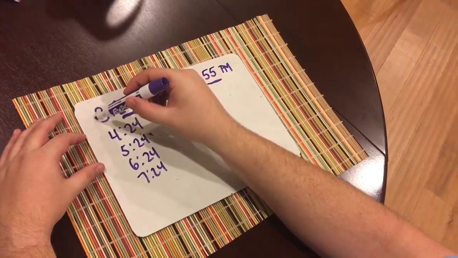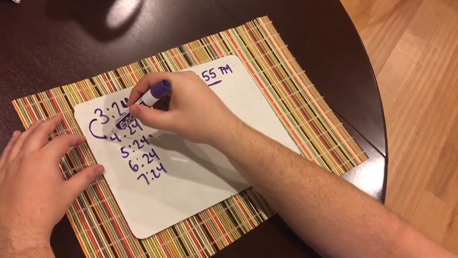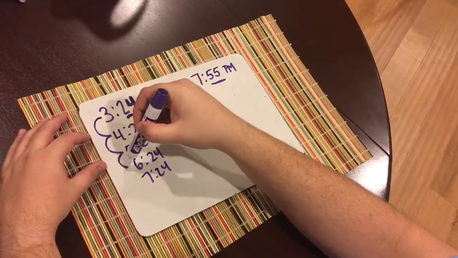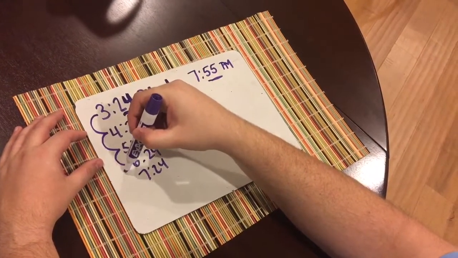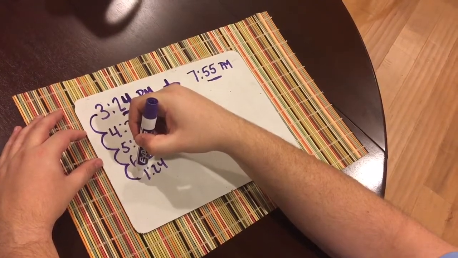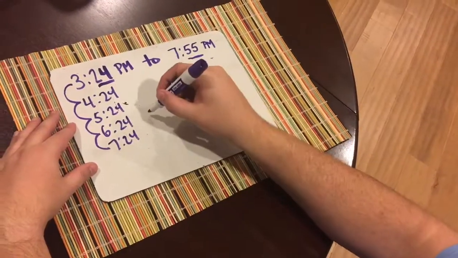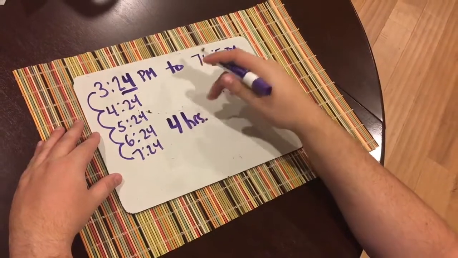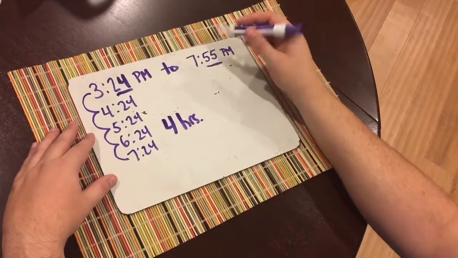So we start at 3 o'clock, then we can make it to 4 o'clock. That's 1 hour. 5 o'clock would be 2 hours. 6 o'clock would be 3 hours. 7 o'clock would be 4 hours. All right, so we made it 4 hours. So I'm going to write 4 hours, and a lot of times I just abbreviate it HRS for them.